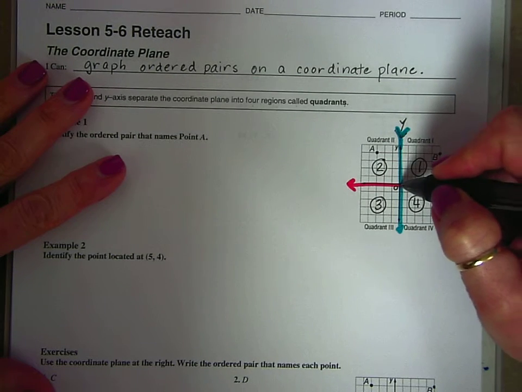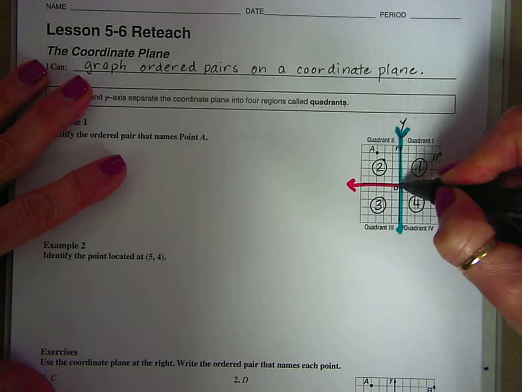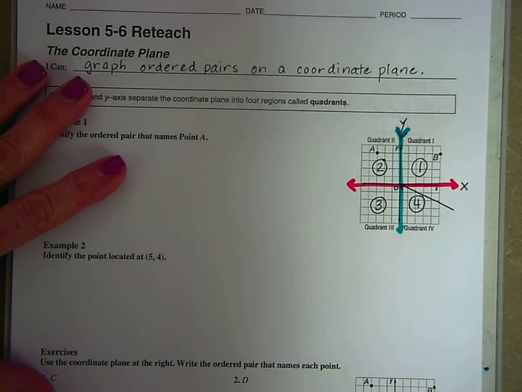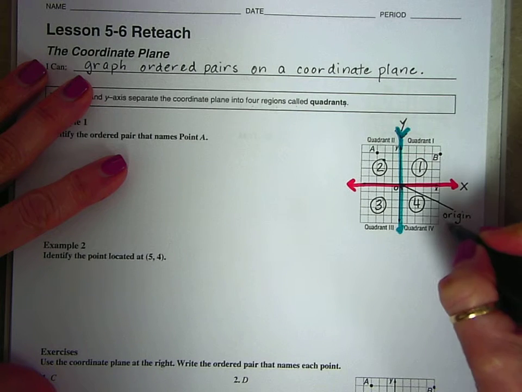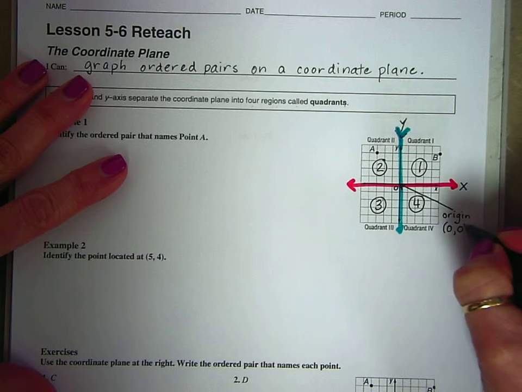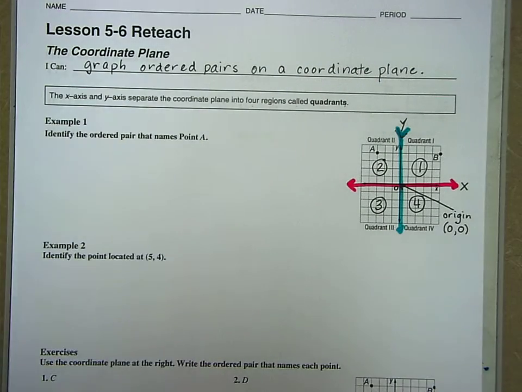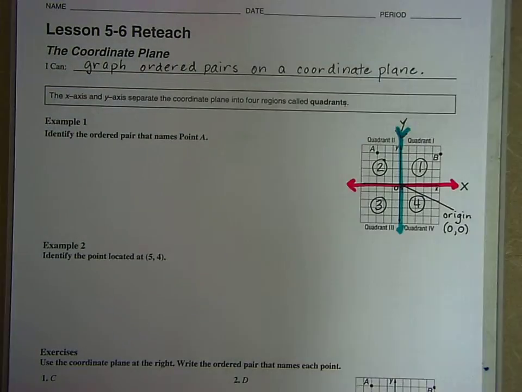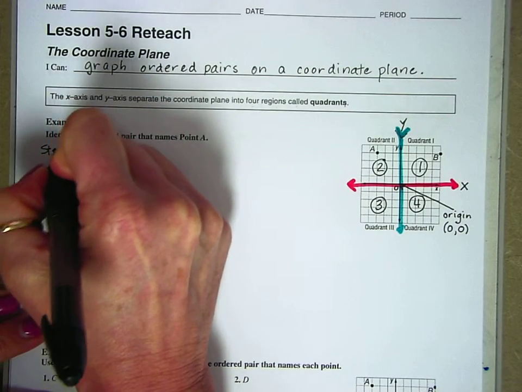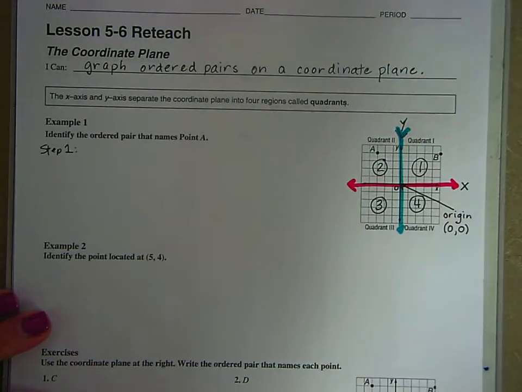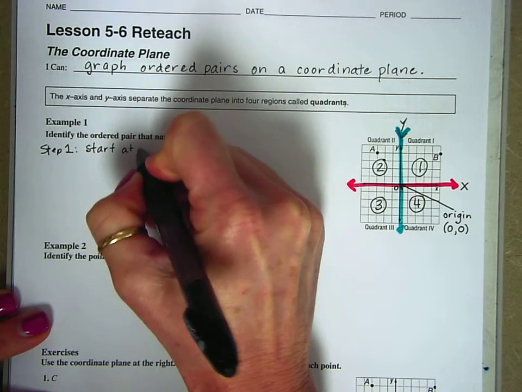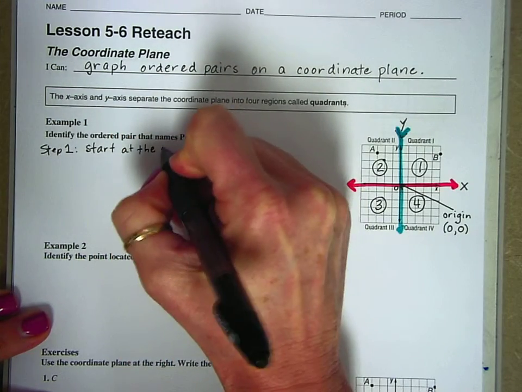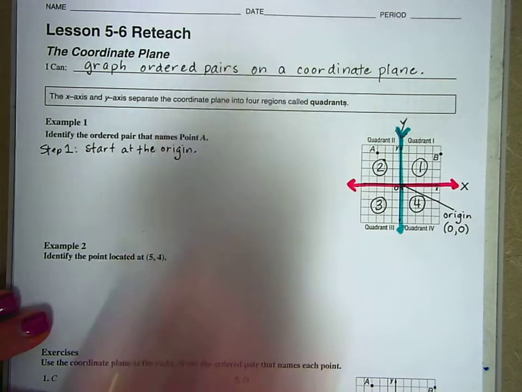Something else is right here. I want you to draw an arrow pointing right there to where X and Y intersect. That is what is called the origin. And the ordered pair for the origin is 0, 0. All right, so let's identify the ordered pair that names point A. Okay, so step 1, you're going to start at the origin, and we just identified what that is. So you're going to start at the origin.